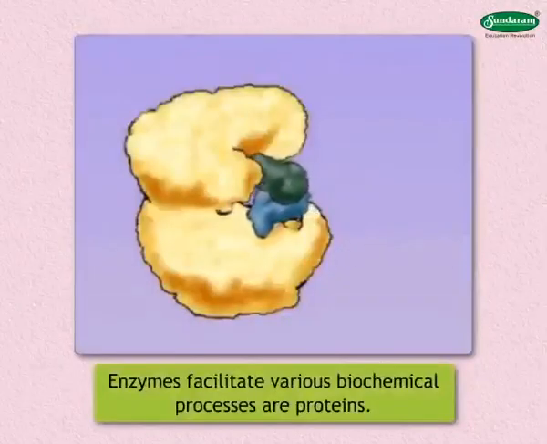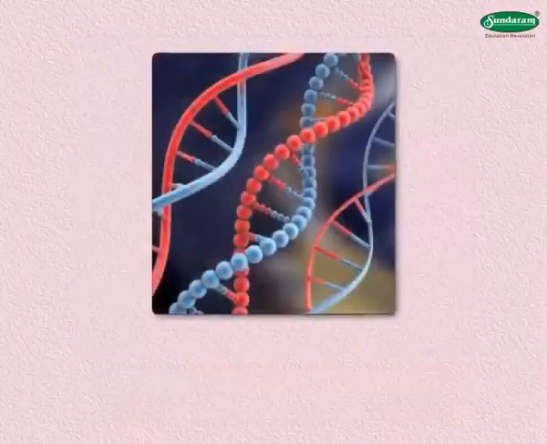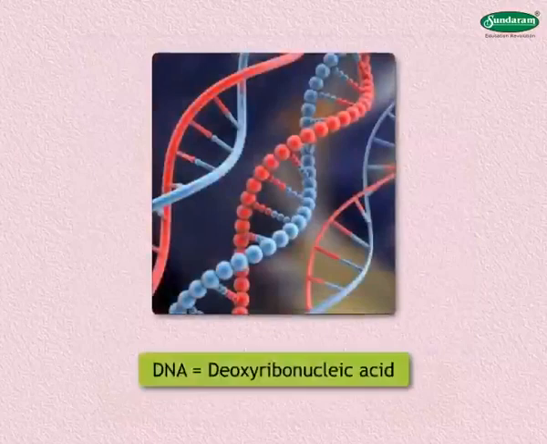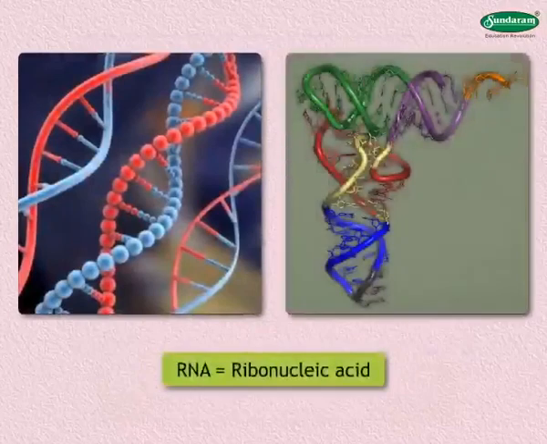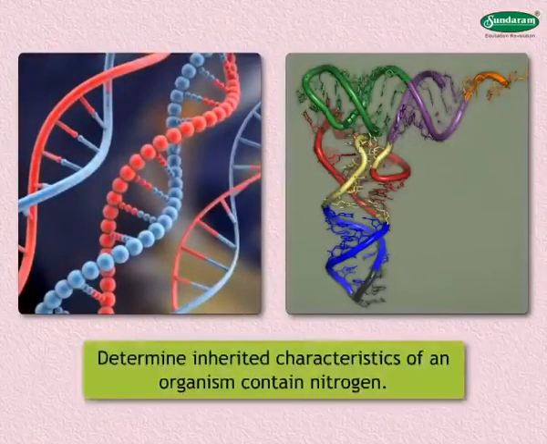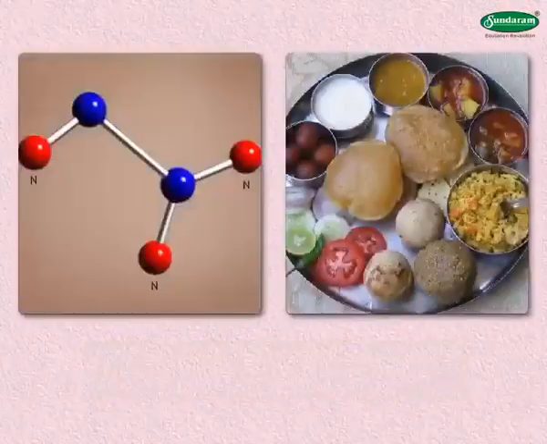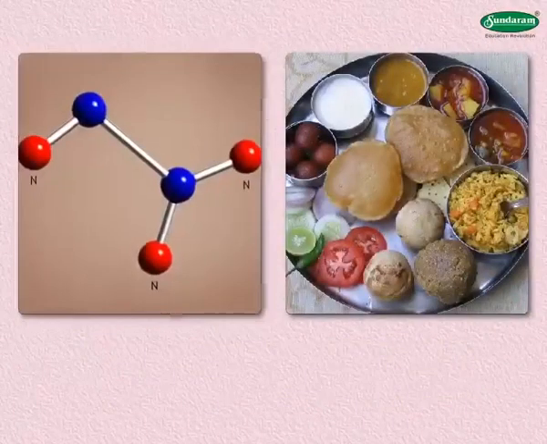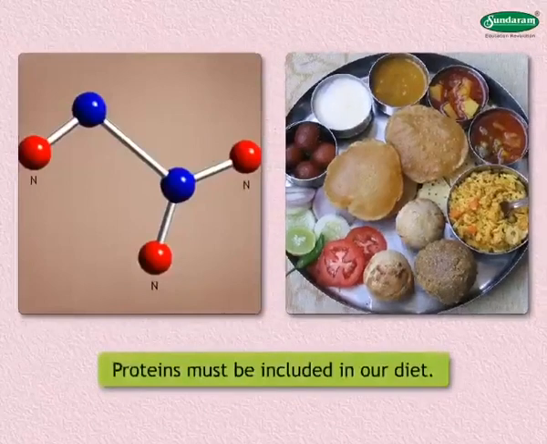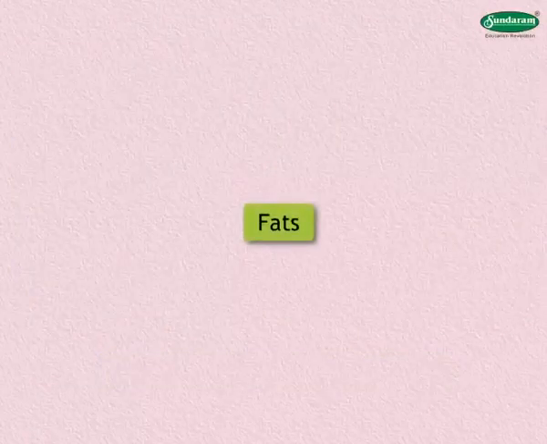Enzymes which facilitate various biochemical processes are proteins. The substances like deoxyribonucleic acid, that is DNA, and ribonucleic acid, that is RNA, which determine the inherited characteristics of an organism, contain nitrogen. Thus, to make the necessary nitrogenous compounds available to living things, proteins must be included in their diet. Fats are also one of the constituents of food.